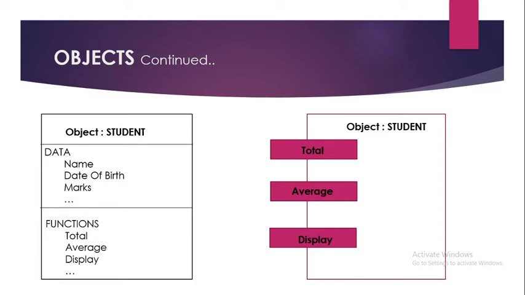So this is one type of representation of an object, or an object can also be represented like this. Only the functions associated with this student are specified in this diagram. Data is not mentioned. So both of these representations or diagrams are correct. You can represent it like this or like this. Okay, so this was about objects.